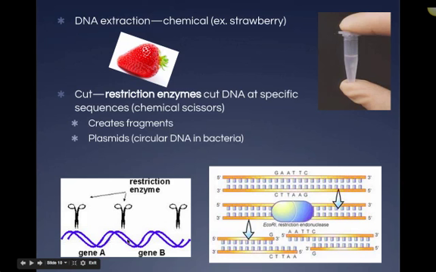This section of DNA right here is going to be gene B. So remember, a gene is just a section of DNA that codes for a protein. The restriction enzymes are enzymes that are going to cut between those two genes. Okay, so this is kind of a cartoony example. Let's look over here at what the actual DNA strand would look like.